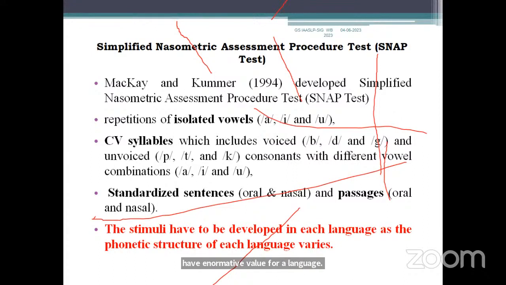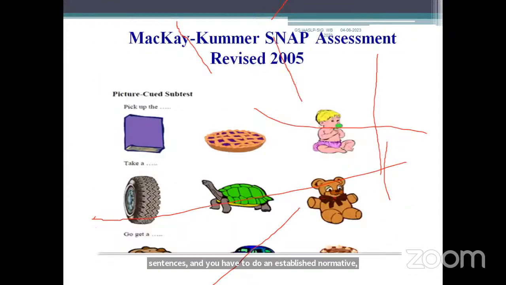If it is not there in your language, you have to develop similar sentences, and establish the norms. Then you can go ahead and do it. Again, in 2005, the ANCOMR revised our stimuli based on the cue card.